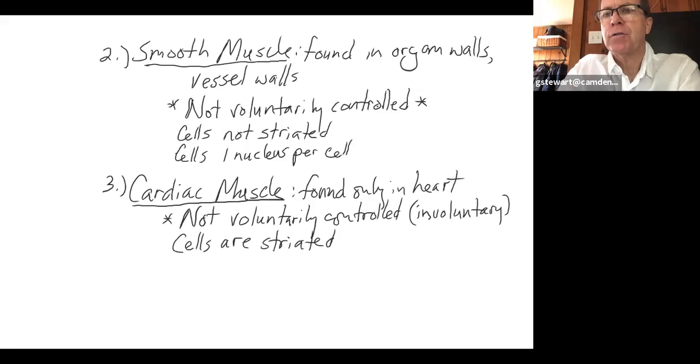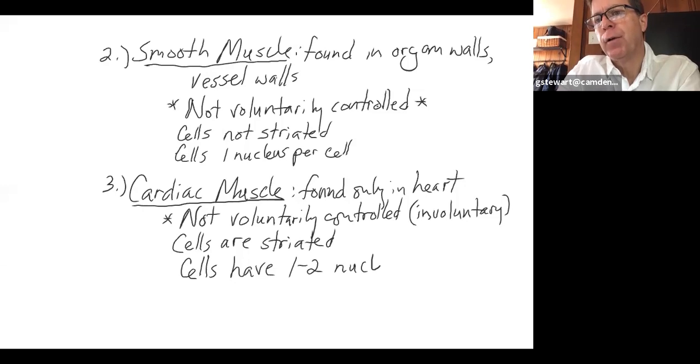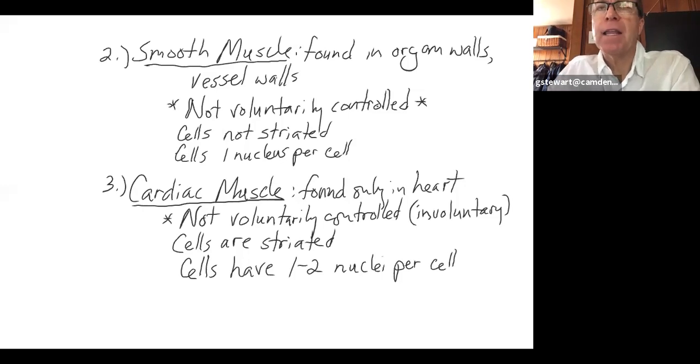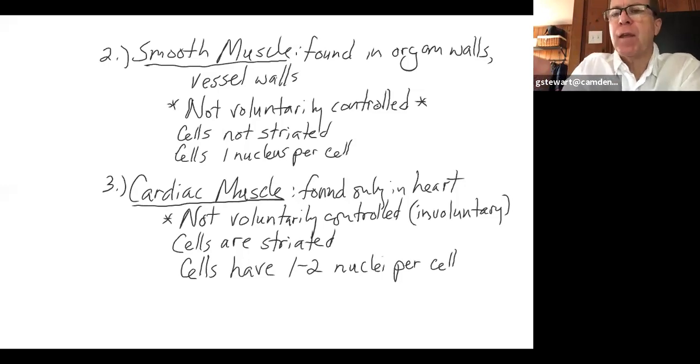The cells are striated, and the cells have 1 to 2 nuclei per cell. So that puts them sort of in the middle. They can have more than 1 nucleus, but not anything close to what skeletal muscle, number 1, has. Skeletal muscles have multiple nuclei in each cell. These cells have 1, sometimes 2 per cell. So they're sort of an in-between.